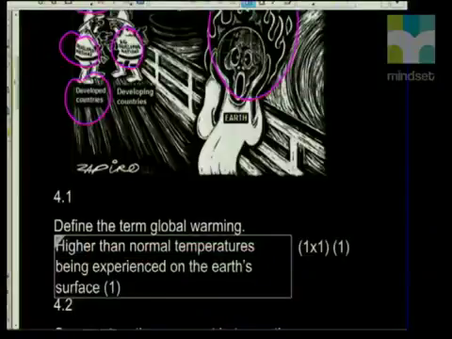Global warming is the increase in temperatures. That is wrong, because you're just saying a temperature for a specific day. It's higher than normal temperatures. Remember, it's a concept, so it can be different. Or I can say the increase in the average temperatures of the Earth over a period of time. So higher than normal or average temperatures have to be mentioned, not just temperature.